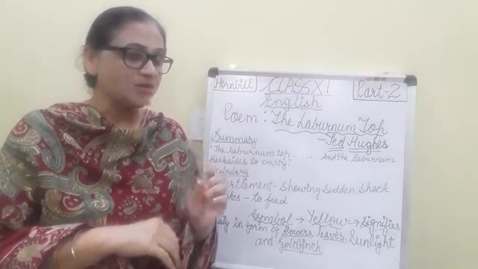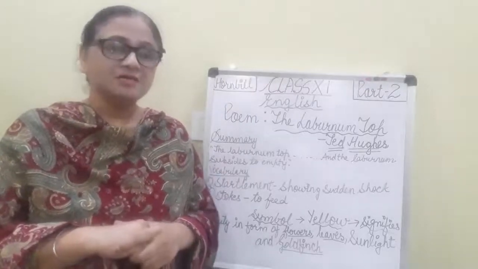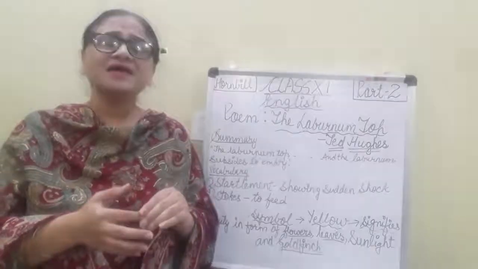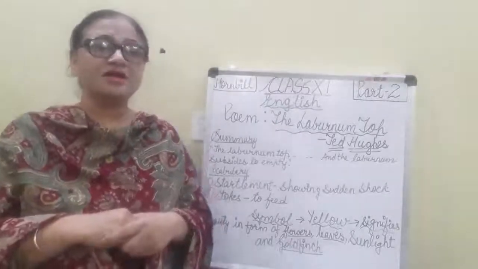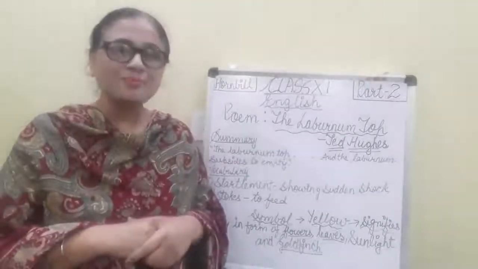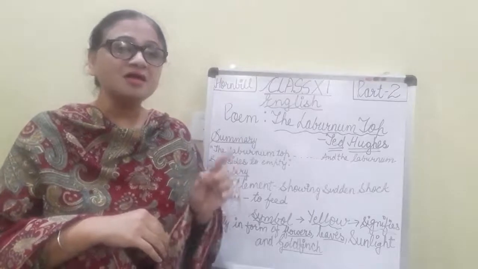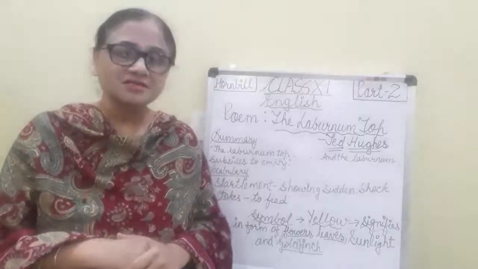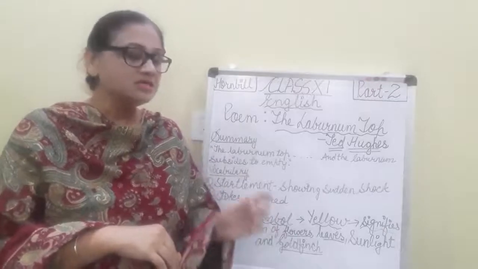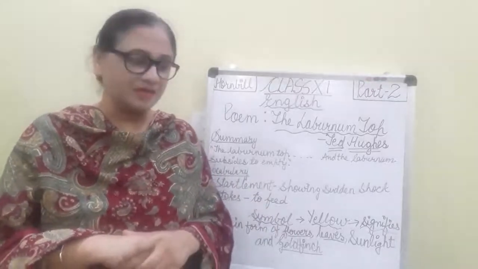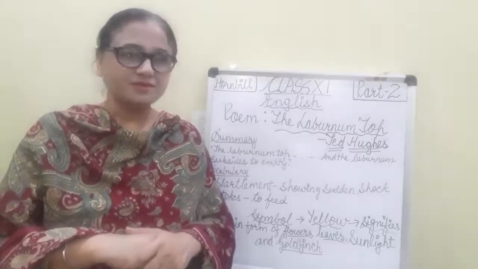Okay, and now next is simile. You all know what simile is, where we compare one characteristic with another. Here in the second paragraph, simile is used by the poet by comparing the alertness of goldfinch with the alertness of a lizard. So here, sleek as a lizard, it is simile.